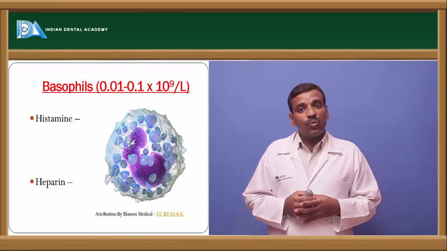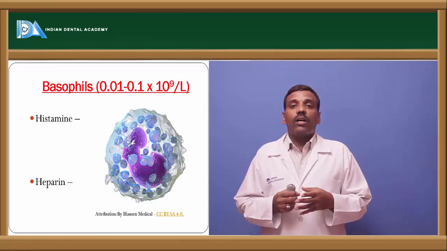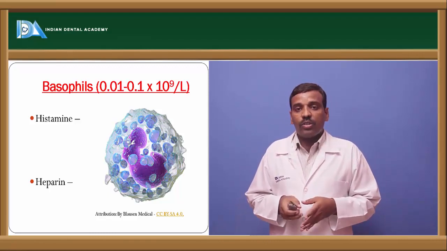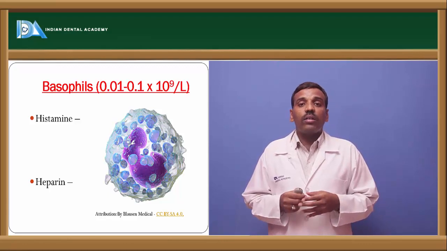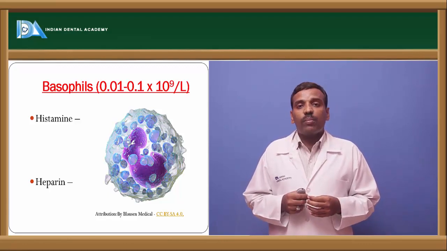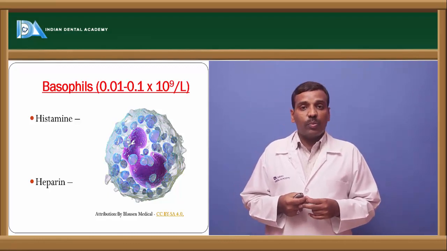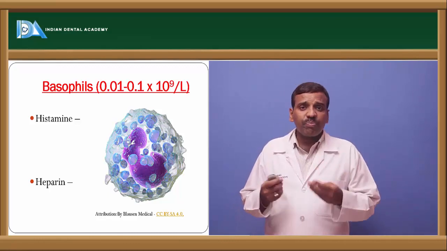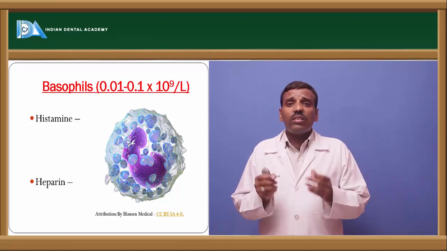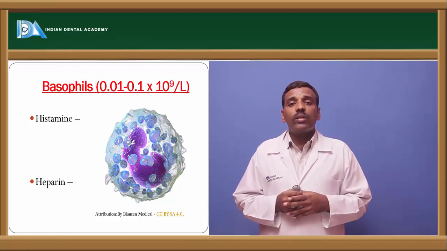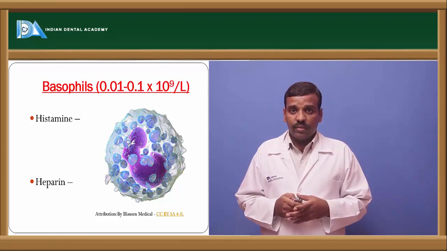And next one is basophils. The basophils are the histamine cells, and heparin production is present in this. In the basophils, more granules are present, so the nucleus does not appear properly. And the nucleus structure is divided into two lobes, so it is called a bi-lobed nucleated cell.